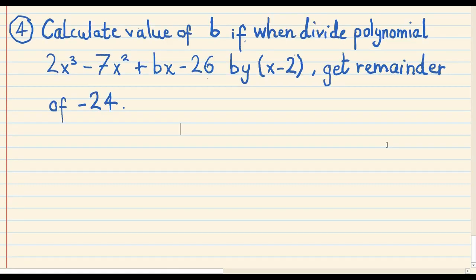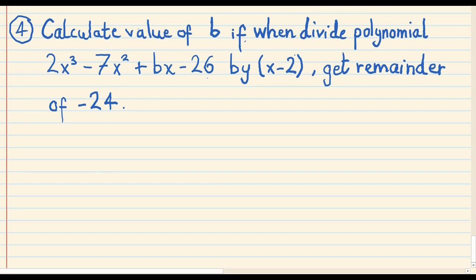Now that we have a pretty good feel of how to apply the remainder theorem, let's try to solidify it in our minds by applying it in a slightly different type of question. The question is, calculate the value of b if, when divided by the polynomial 2x cubed minus 7x squared plus bx minus 26 by x minus 2, you get the remainder of negative 24. The approach for solving this is very similar to how we did before. We go step by step.